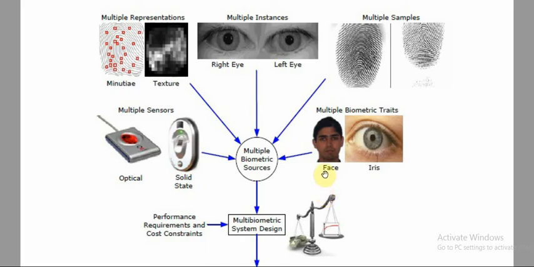For example, here we use both the face and iris. But in this one, we use two different sensors to capture different information from the fingerprint. Or in multiple instance, for example, here we use both eyes' iris patterns, both left and right eyes, and here in multiple sample we use the fingerprint. We ask the user to give us multiple samples of his or her biometric traits, and these different samples are used as the multiple biometric sources.